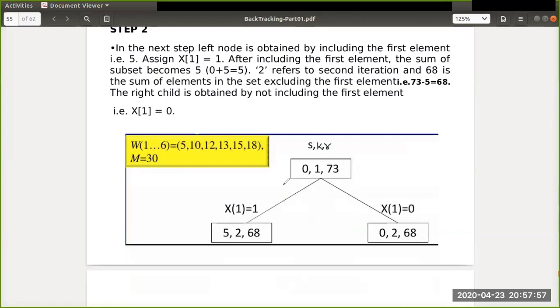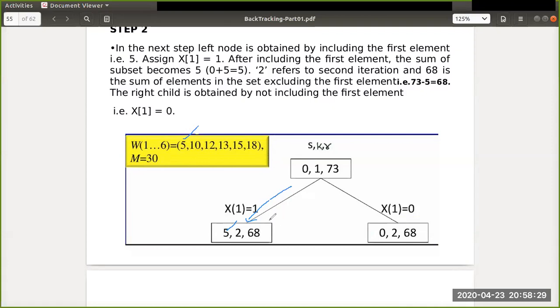Step 2. Here, suppose I include the weight of the first item, that is 5, from the initial root node. While branching on this side, we have to add the weight of the first item to the S value. So it will be 0 plus 5, S will become 5.